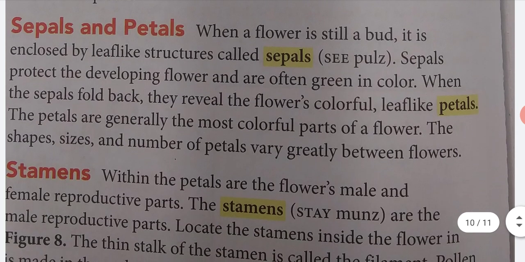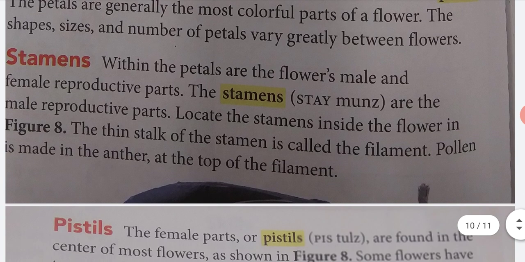Sepals and petals. When a flower is still a bud, it is enclosed by a leaf-like structure called sepals. Sepals protect the developing flower and are often green in color. When the sepals fold back, they reveal the flower's colorful, leaf-like petals. The petals are generally the most colorful parts of a flower. The shapes, sizes, and number of petals vary greatly between flowers.